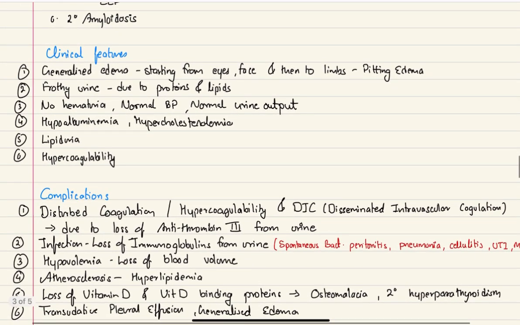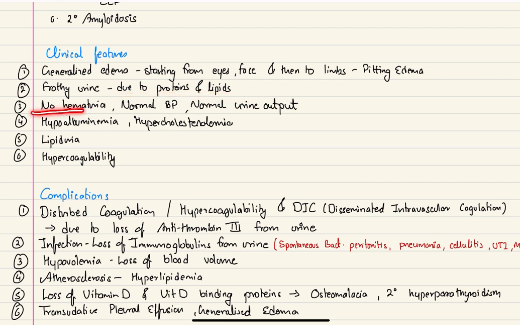Now, let's talk about the clinical features. There is generalized edema that, as I've already explained, will first appear on the eyes or the face. So there will be periorbital edema, facial edema, and then slowly it will progress towards the limbs. And the edema is pitting type. The urine appears frothy due to presence of proteins and lipid.